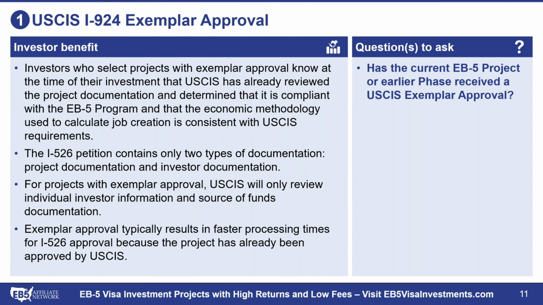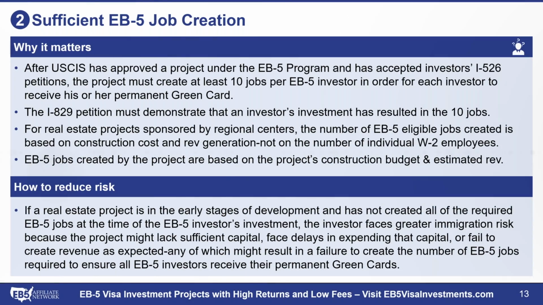Some of the key benefits that you get with investing in an exemplar approved project is that USCIS has already reviewed this project. So they know it's compliant, and they should defer to that prior approval when looking at your application. You want to be in a project where construction is well underway. And ideally, there's enough construction spend already that's happened so that enough jobs have been created, so that when you sign up, there are enough jobs for you to be allocated at least 10 jobs going in.